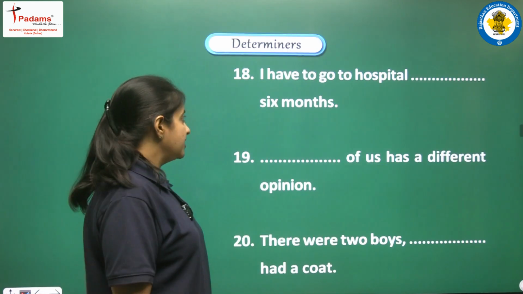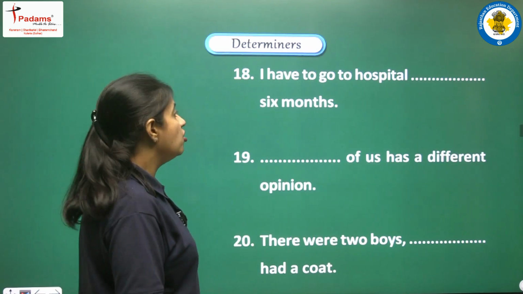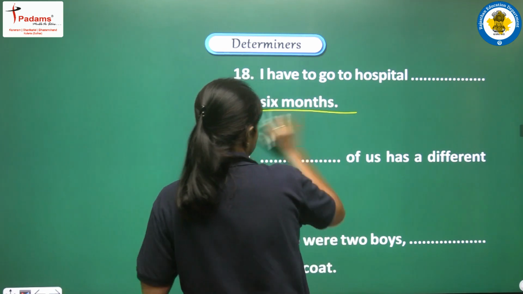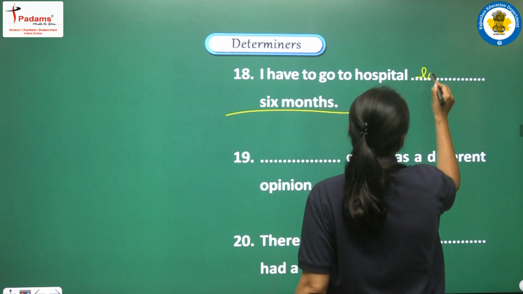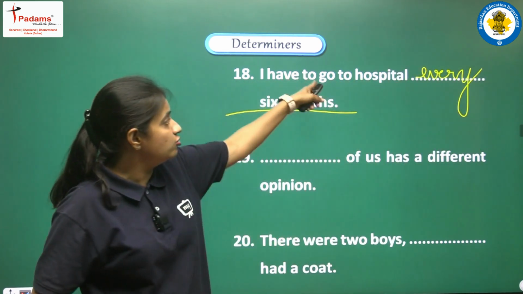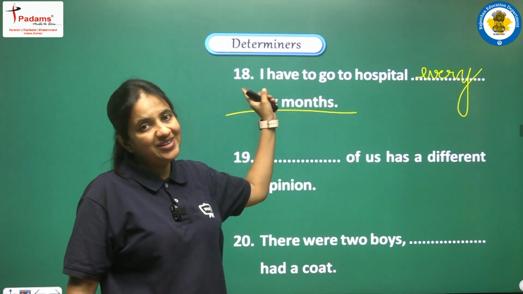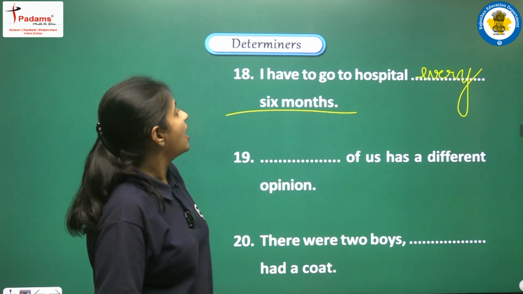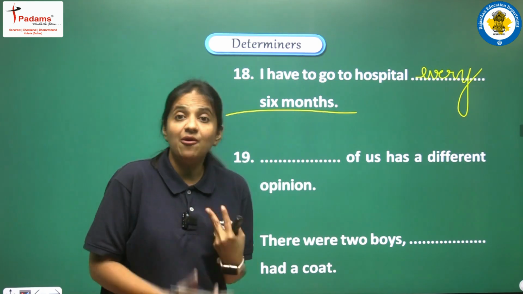Moving on, next sentence, I have to go to hospital 6 months. Here also we are trying to show the gap, that after the gap of 6 months, or we can say that every 6 months, I have to go to hospital. So in this blank there will be every, and the complete sentence will be, I have to go to hospital every 6 months.